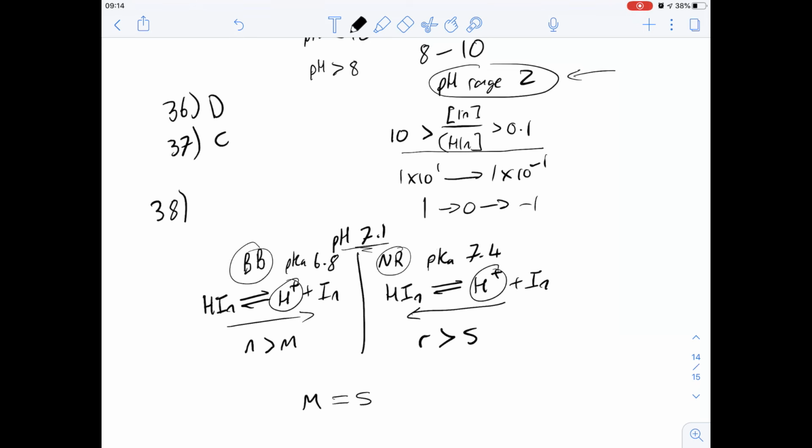And if we know M is equal to S, and we know S is going to be less than R, then we know R is going to be equal to N, because we have this one-to-one relationship between the two. That gives us our answer D. So the answer for this one is going to be D in that case. So that was questions 36 to 38. I hope that helped.